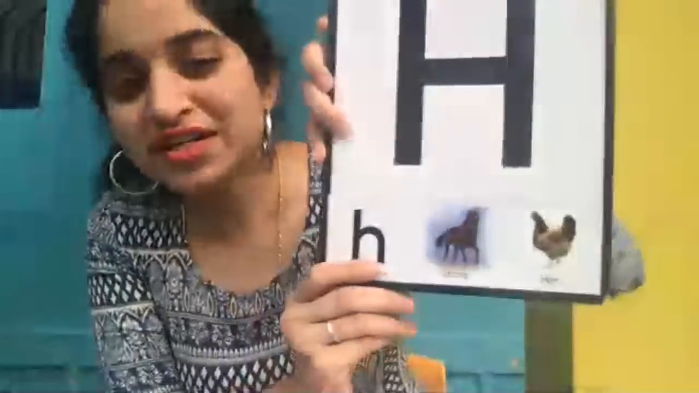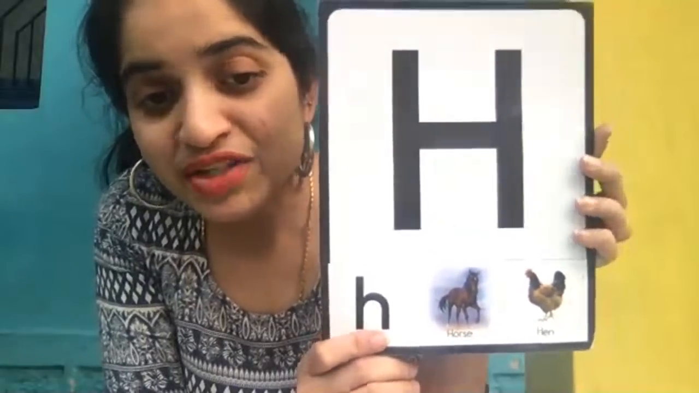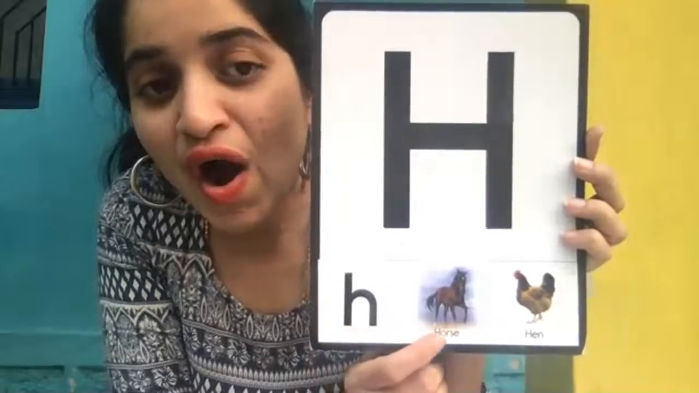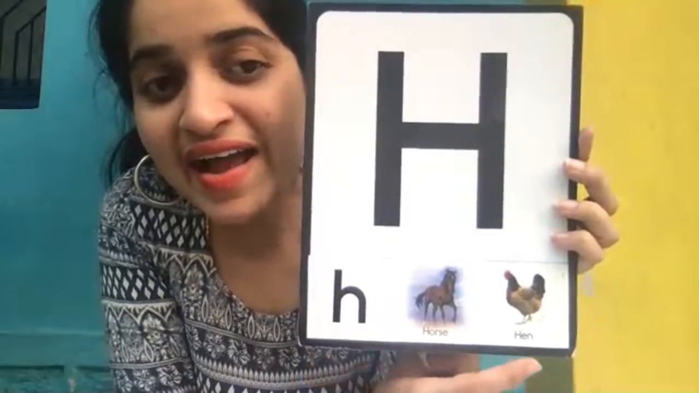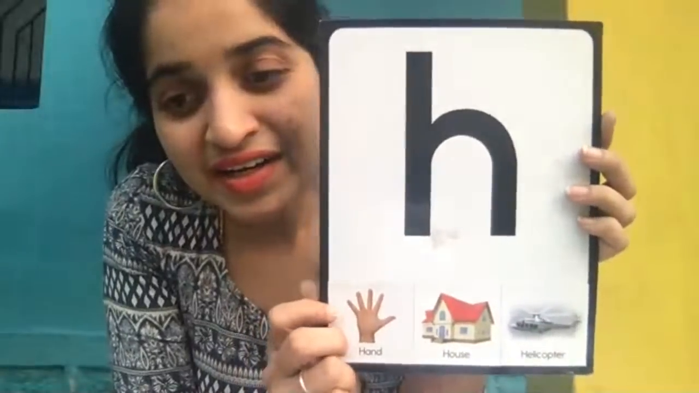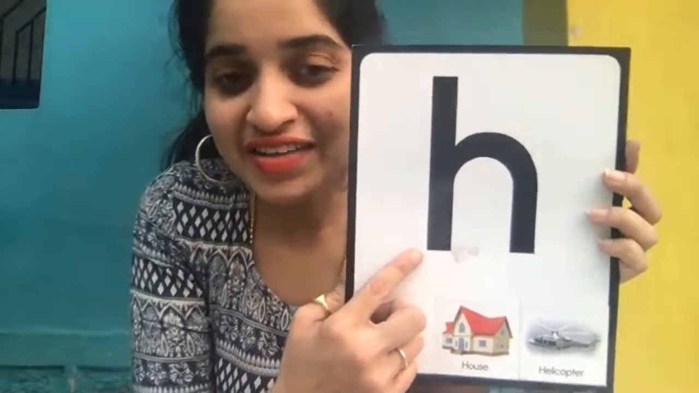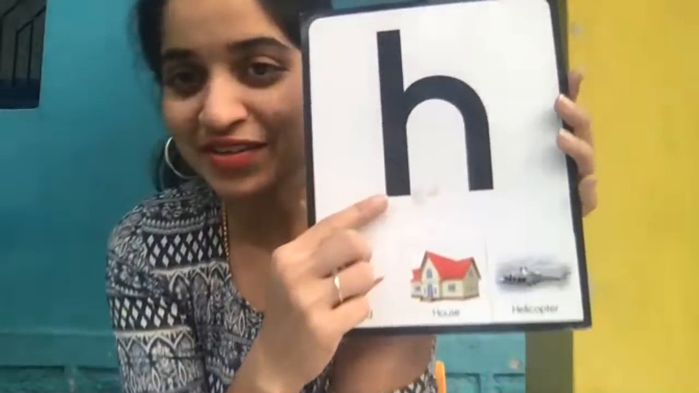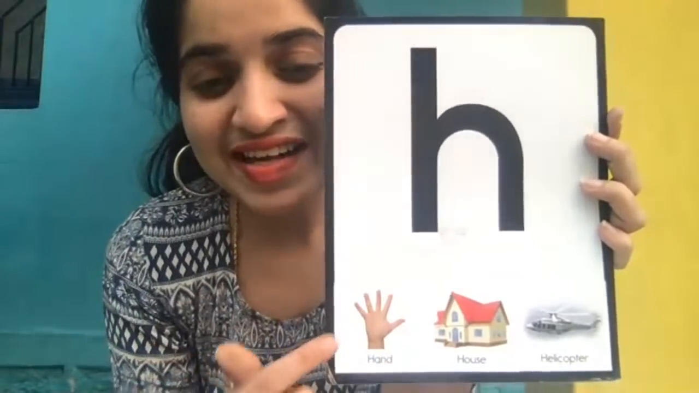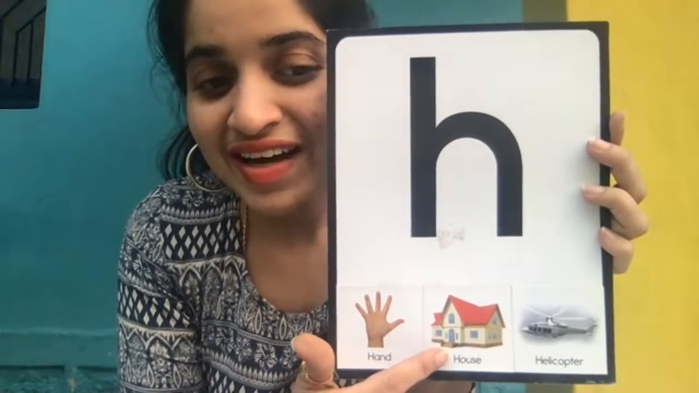Okay. Can you tell me which letter is here? This is letter H. H. Horse. Hen. All right, children. And here, H. Adrit, G for Google. Yes, good. Ha, as in hand. Ha, as in house. Ha, as in helicopter.